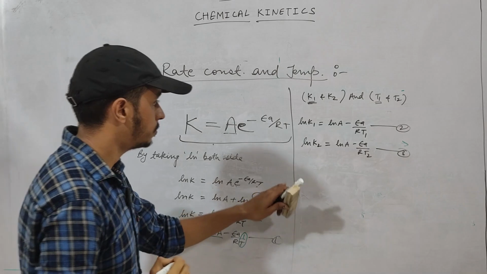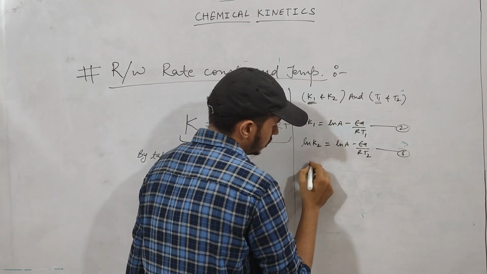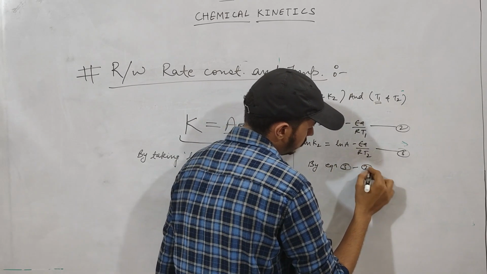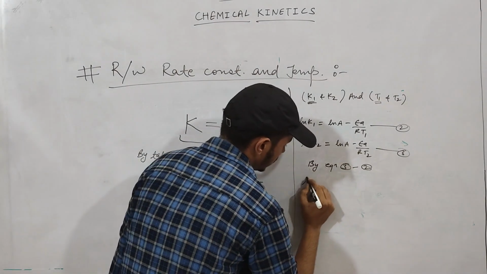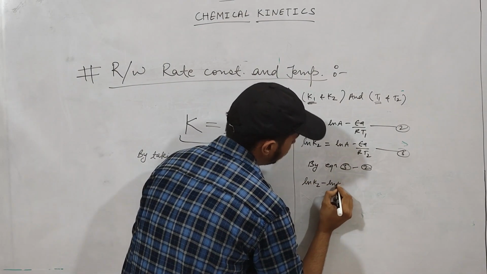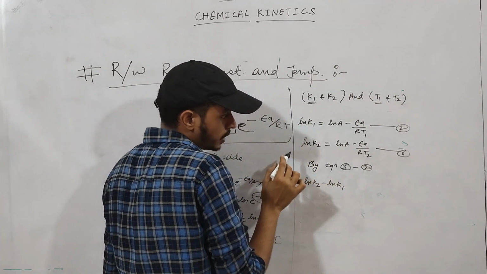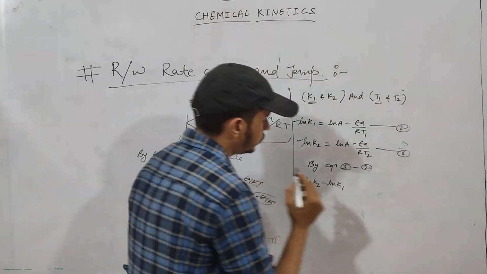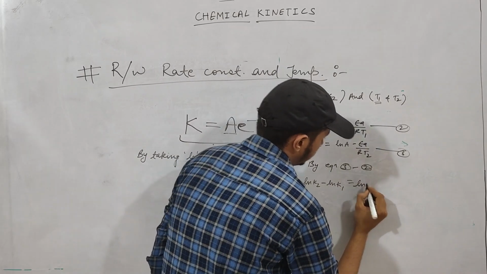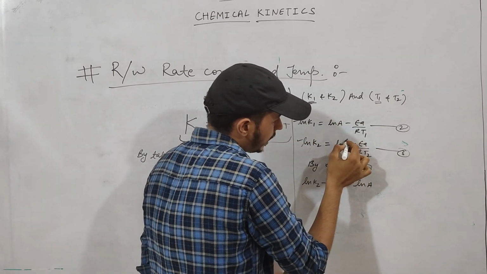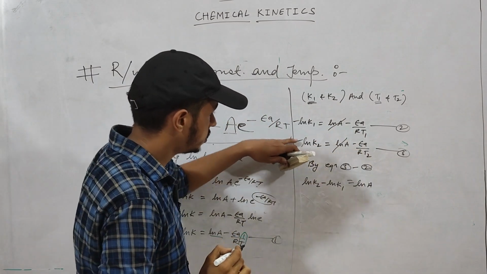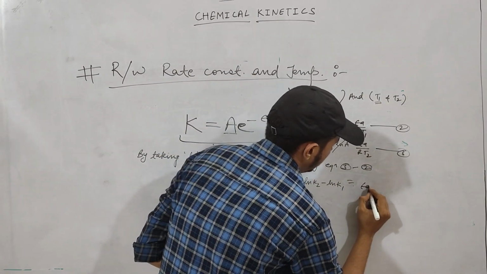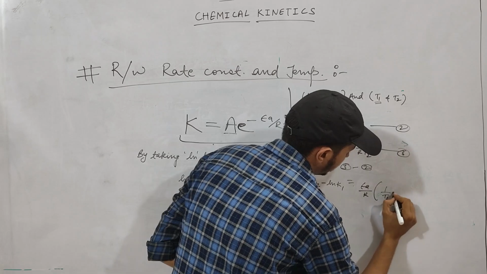So by equation third minus equation second, we will get the final result. So equation third, ln k2 minus ln k1. The ln A and ln A will be cut because this equation will be subtracted from this, and we will get the final result as Ea upon R, 1 upon T1 minus 1 upon T2.